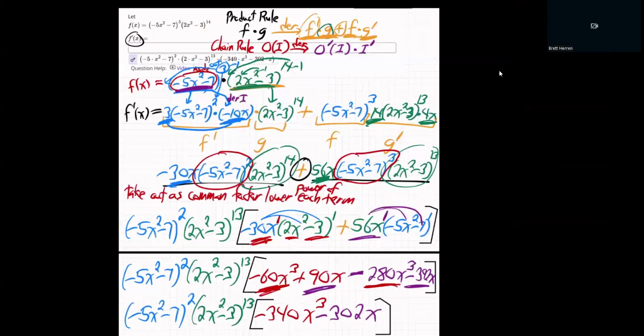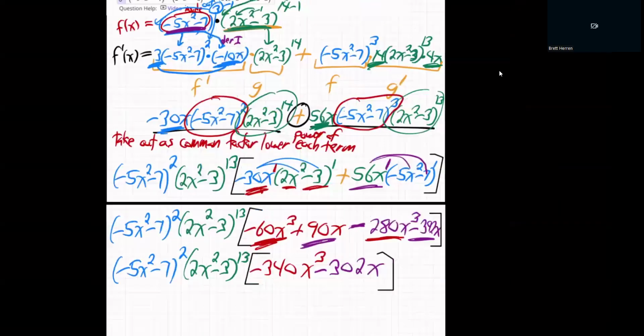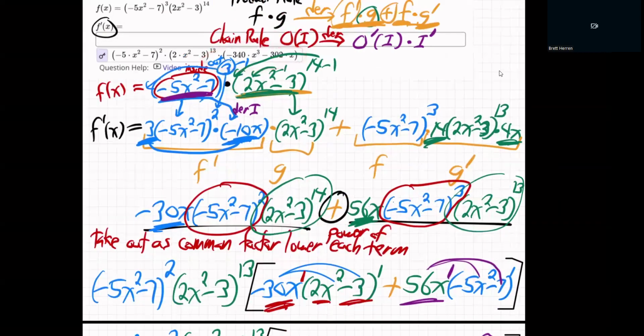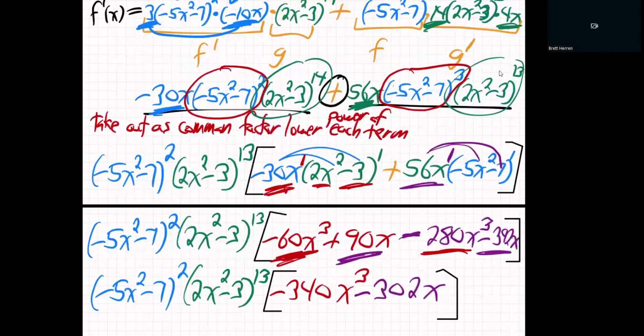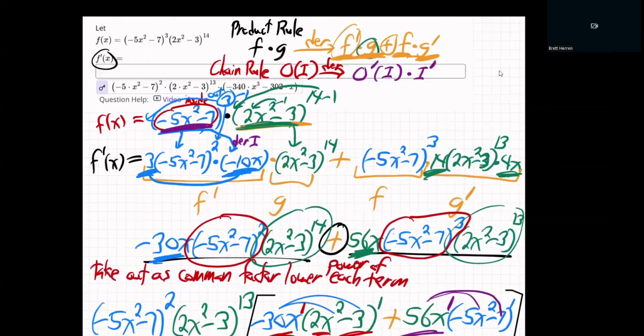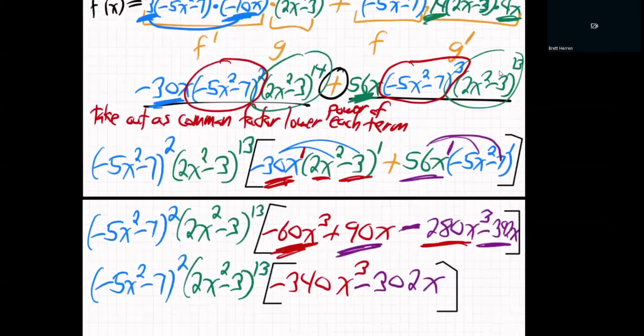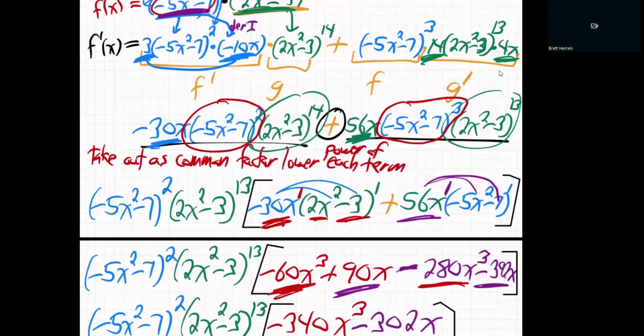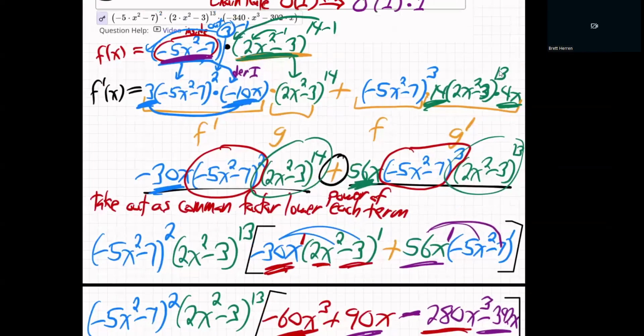Let's go check. Do we get minus 340x cubed minus 3? I'm looking right here at the answer. Minus 302x and 13 and 2 power. Yeah, I think we nailed that thing. That was pretty horrible, wasn't it? So there we go. There is the drill. So look back over that. That was a long one. And there we go.